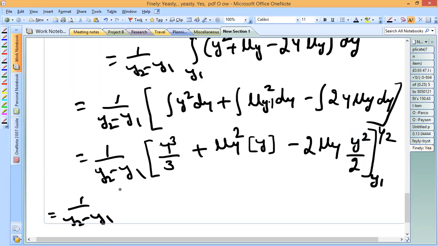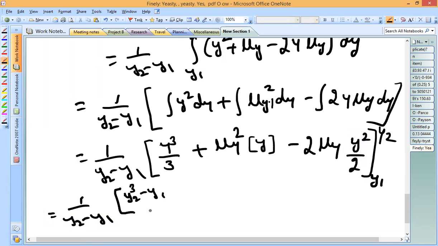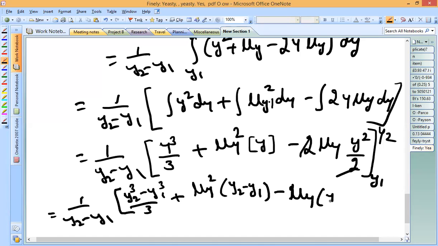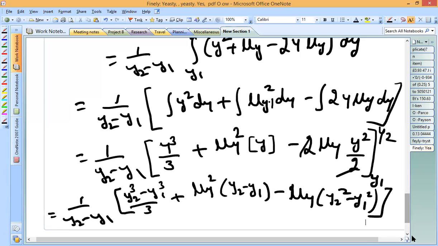So here, if you substitute the upper limit and the lower limit and go on simplifying this, I'll just show it for the first one. Here this will be (y2 cube minus y1 cube) by 3 plus mu y square. You have to substitute the equation of mu y also, into (y2 minus y1), minus 2 gets cancelled. I'll just remove this, into mu y (y2 square minus y1 square). So this is obtained after substituting the upper and the lower limit.